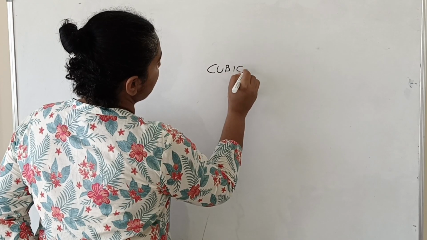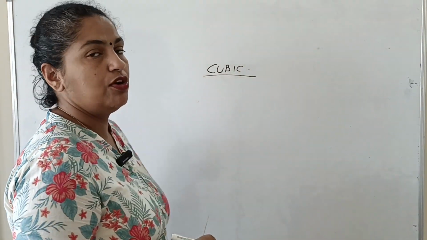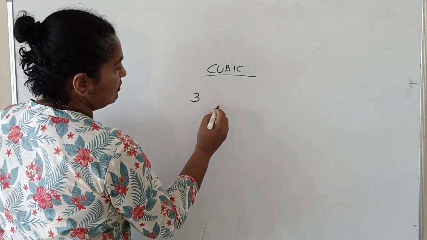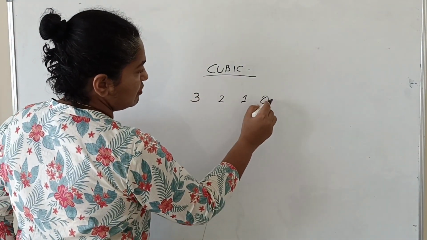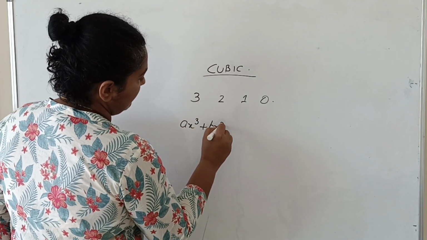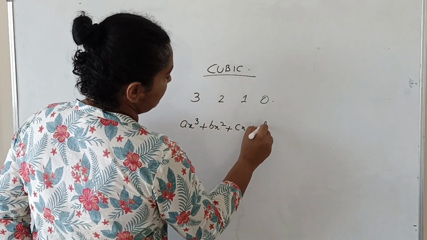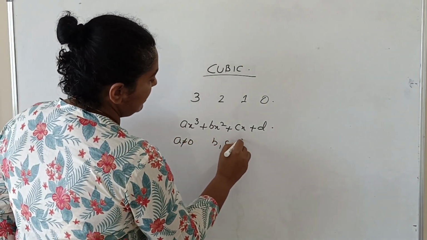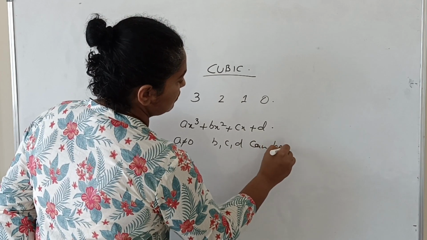Let us talk about cubic polynomial. Cubic polynomial is a polynomial whose maximum degree is 3. Ideally speaking, I should have terms having degree 2, 1 as well as 0, right? So how do you write it? ax cube plus bx square plus cx plus d, where a cannot be 0, b, c and d may or may not be 0.